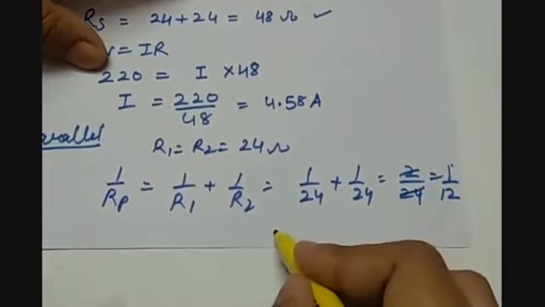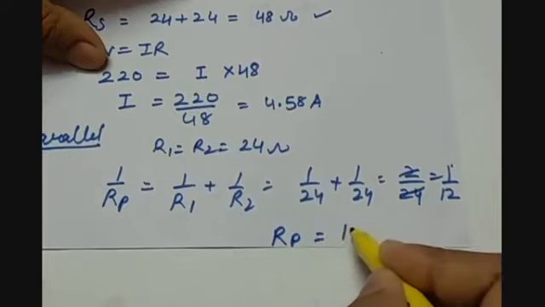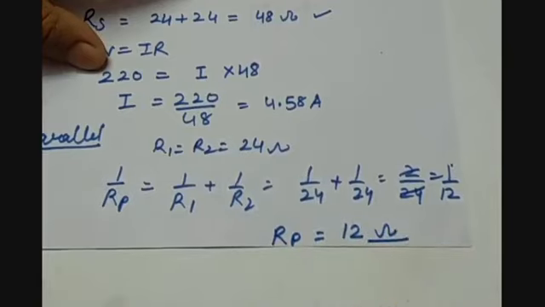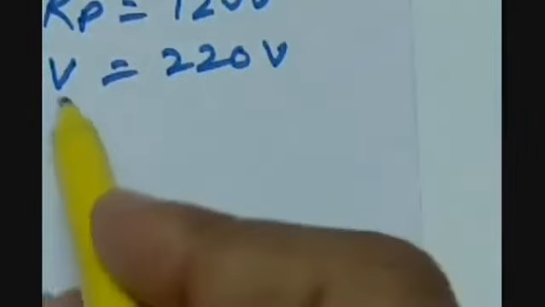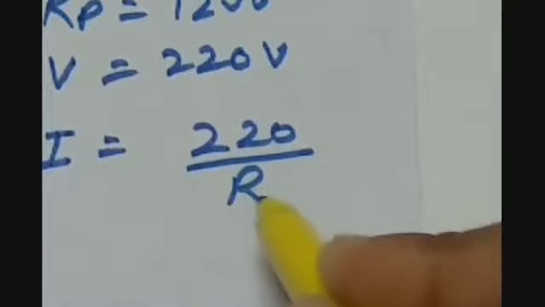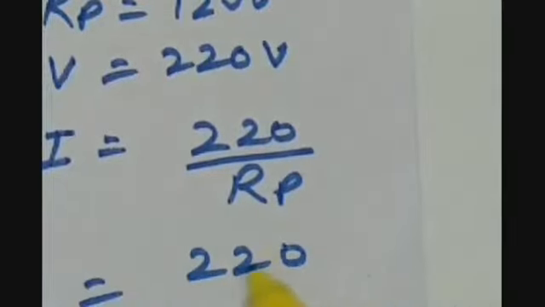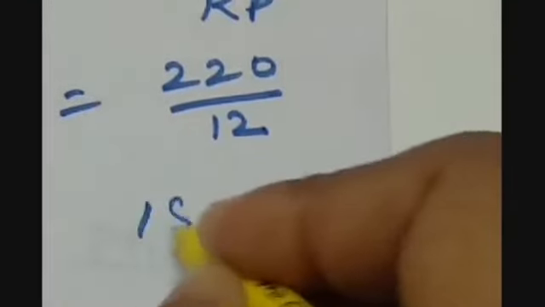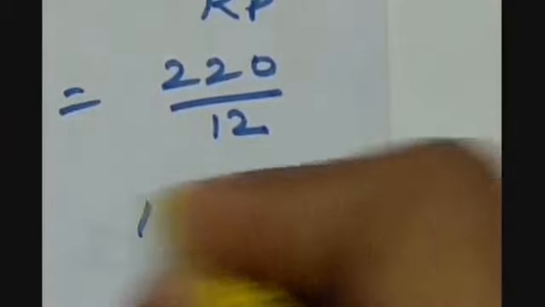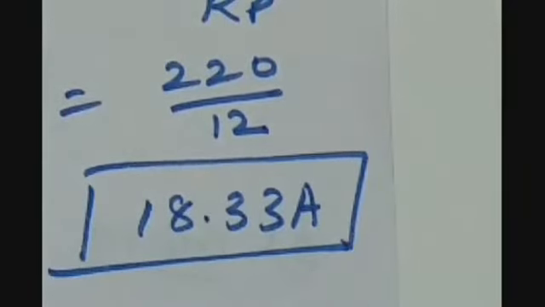And Rp will be 12 ohm only. So if Rp is 12 ohm, V is 220 volts, then what will be the current flowing in the circuit? 220 by Rp, 220 by 12. That is 18.33 ampere.